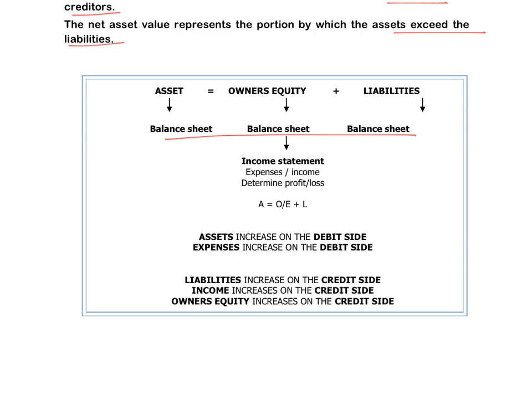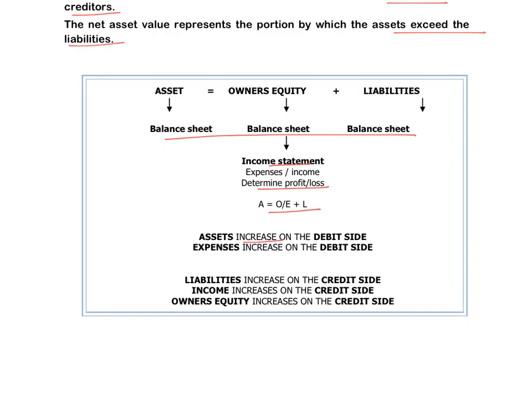The equity accounts will also be recorded in the income statement. So we record all our expenses and income in the income statement, because we determine whether we made a profit or a loss. Assets is therefore owner's equity plus liabilities.